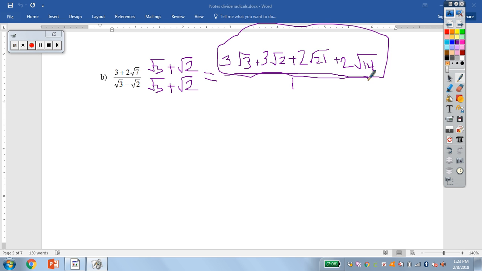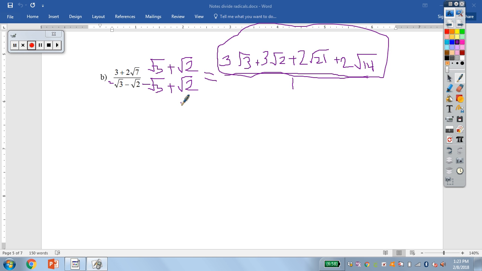So again, all you're doing for these is you're looking at the bottom and you are multiplying by the bottom with the opposite sign in the middle. Now it does not matter if this starts out negative, this would be negative here. The only thing that changes is the sign in the middle.